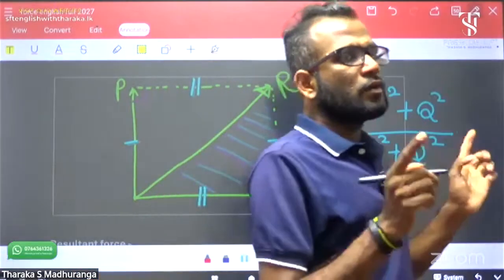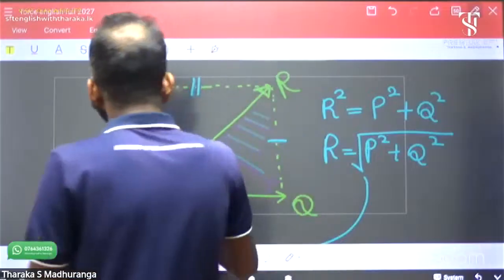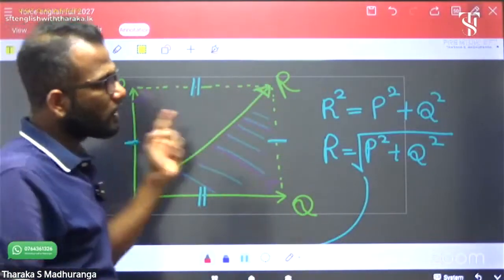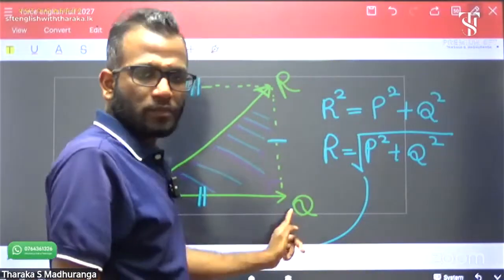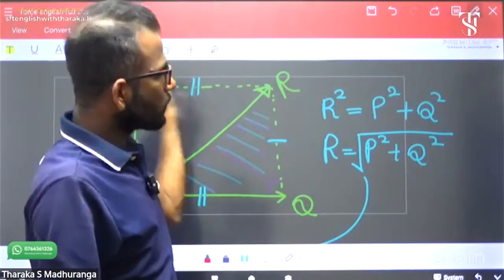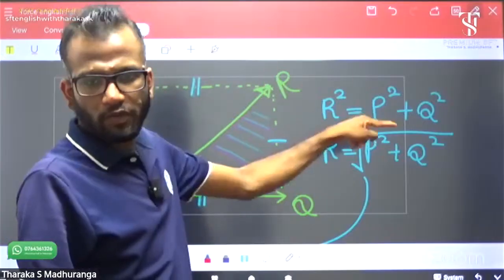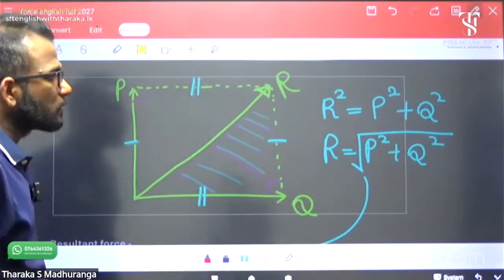Now two forces act along perpendicular directions. Then how can we get the resultant force? Resultant force equals the square root of the first force squared plus the second force squared.